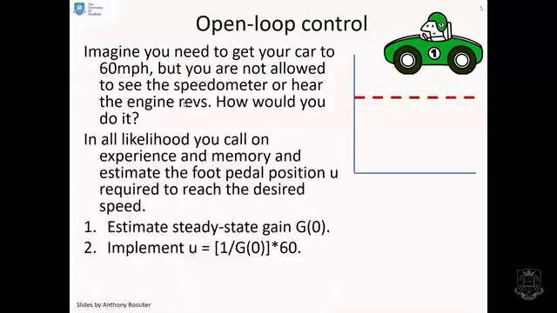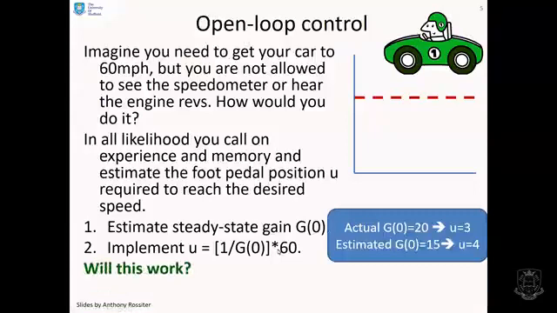Now, in all likelihood, you would call on experience and memory, and you would have to estimate the foot pedal or the throttle position, I've called it U, required to reach the desired speed. So how would you do this estimate? You might estimate the steady state gain of the car. Here I've called that G of 0. And then you would say, well, the input I need is going to be 1 over G of 0 times 60, 60 being the desired speed.